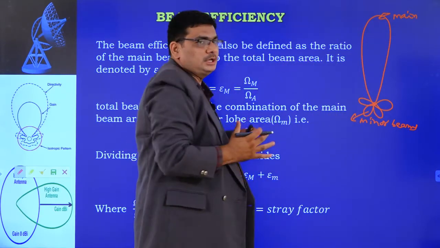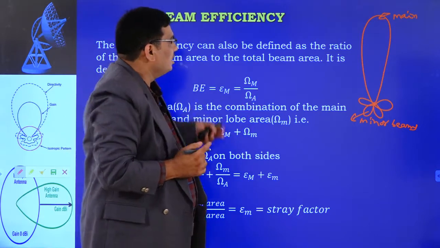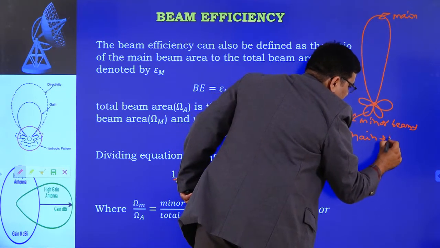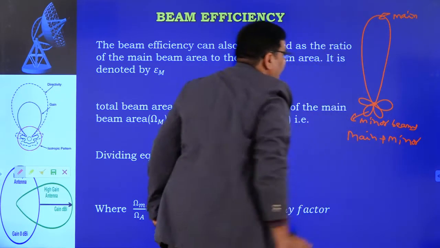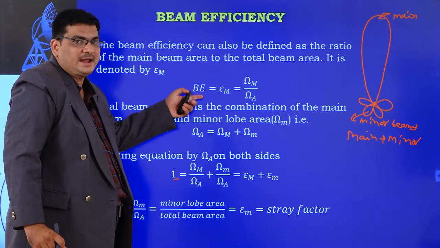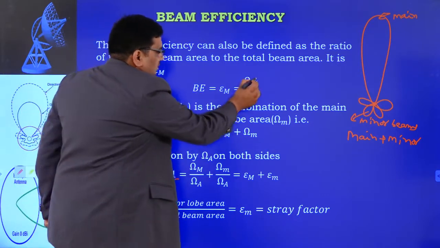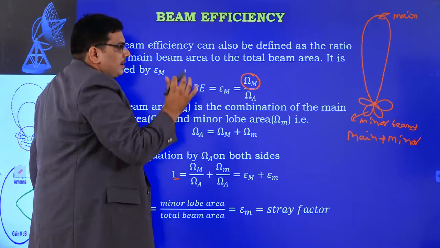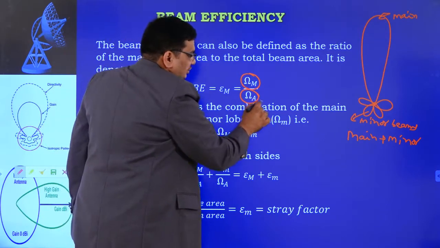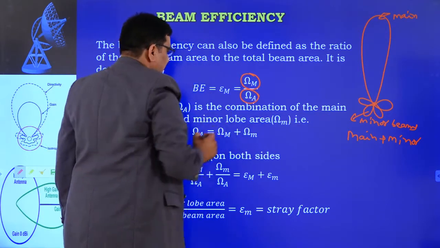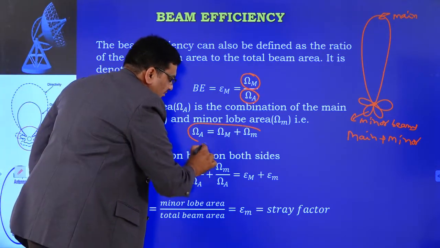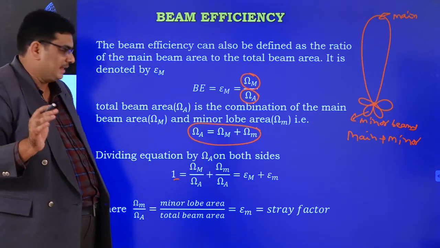If you want to find the total beam, it is the summation of these two: main beam plus minor beams, both will give you the total beam. The beam efficiency is defined as epsilon_M equals the measured beam area by the total beam area. The total beam area is the summation of the major and minor beam areas.